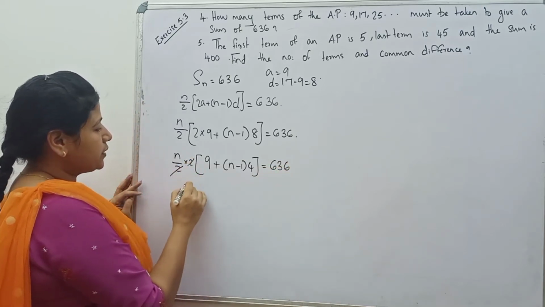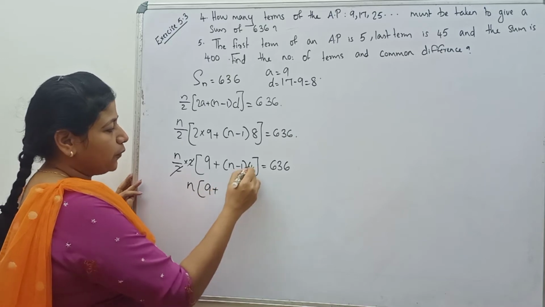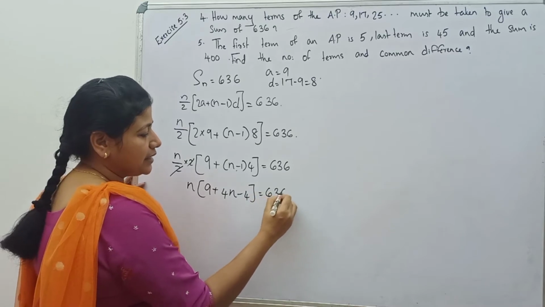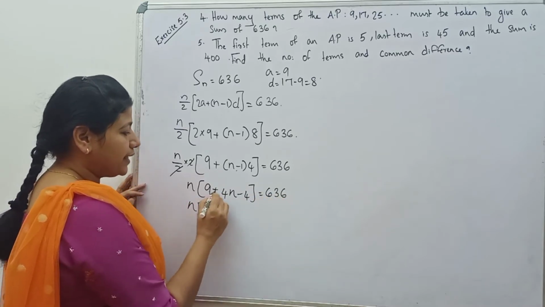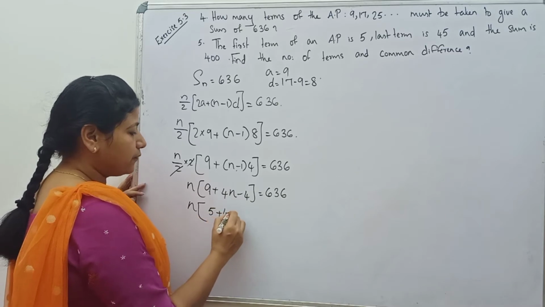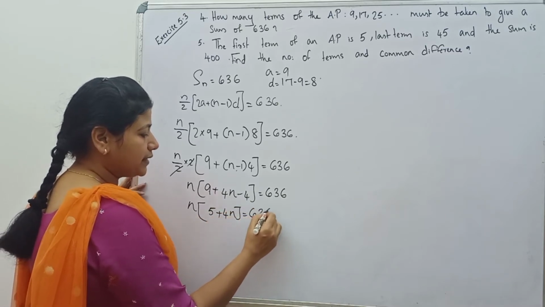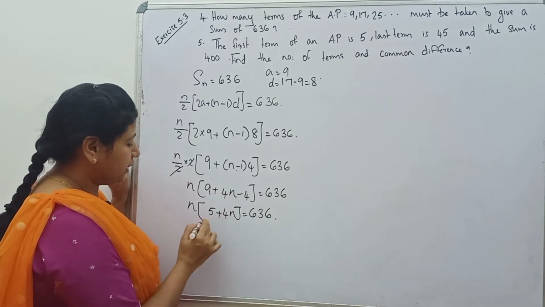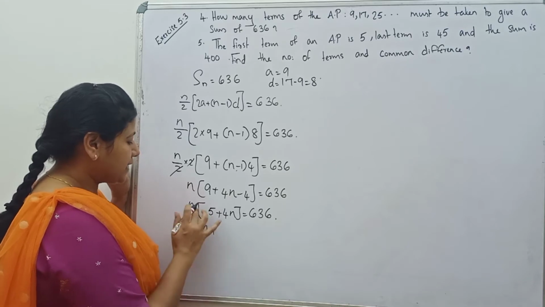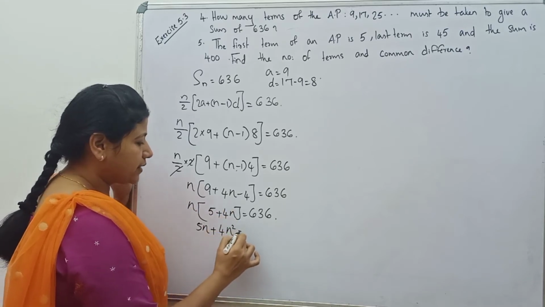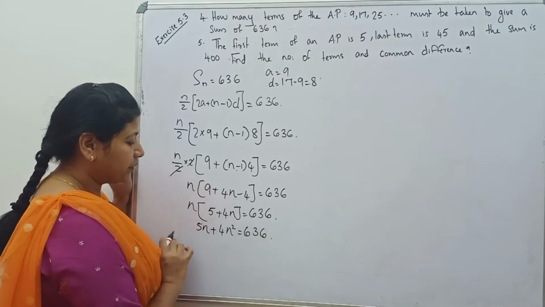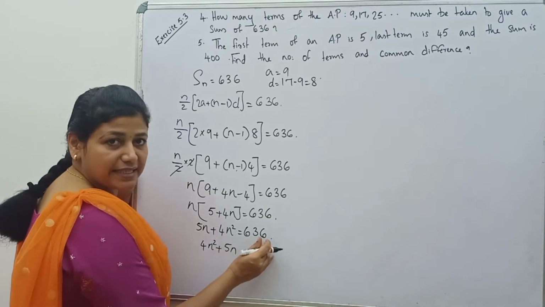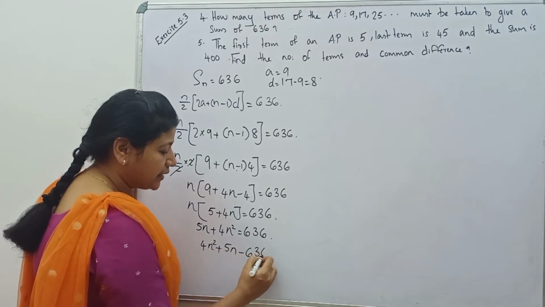You can cancel these 2's. Then n into 9 plus 4 into n is 4n minus 4 into 1 is 4 equal to 636. Again n into 9 minus 4 is 5, 5 plus 4n equal to 636. Now we can open this bracket by multiplying n with these two terms. n into 5 is 5n plus n into 4n is 4n square. This is equal to 636. Okay, we can rearrange. First I am writing 4n square, then plus 5n. Taking this 636 to this side, you will get minus 636 equal to 0.